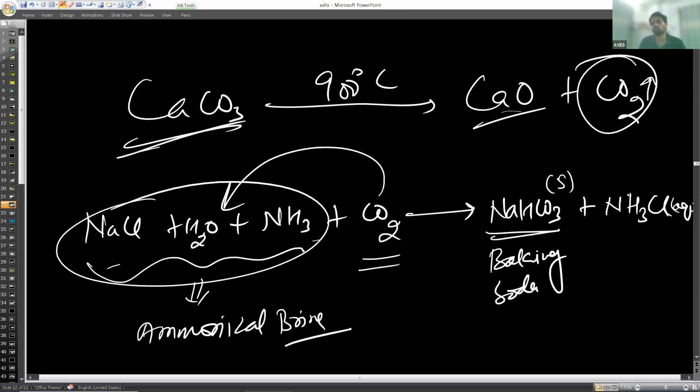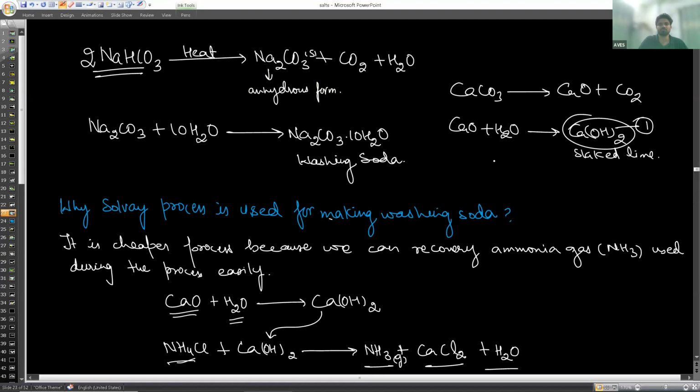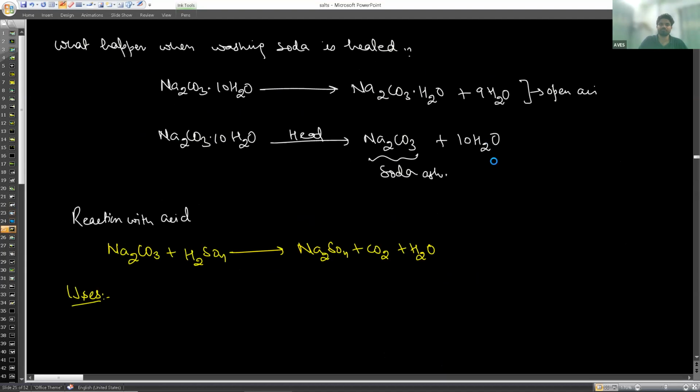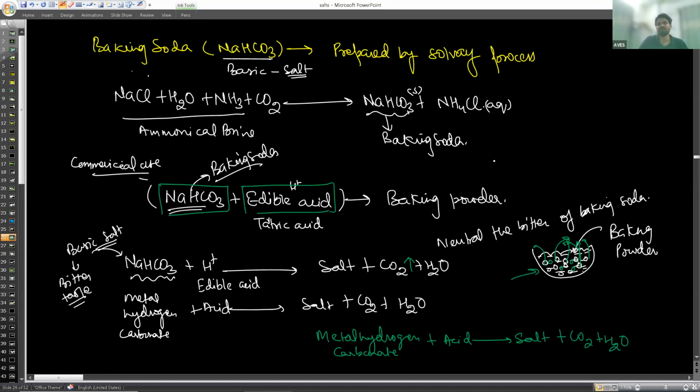Then carbon dioxide is passed, and that will give you baking soda. The baking soda precipitates, so it can be easily filtered and separated. This is how baking soda is prepared. Understood? Yes? Note this down: baking soda, and the process by which it is prepared is known as the Solvay process.